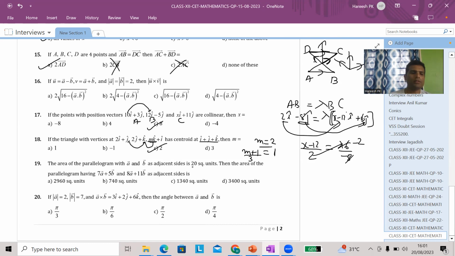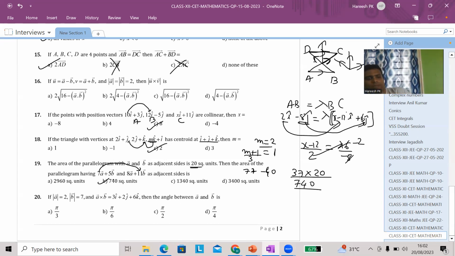It's again a straightforward one. So this one, again similar to what we previously did. So here 7 elevens are 77, right? 77 A cross B and for 40 B cross A, so minus 40 A cross B. So that will give us 37 A cross B, and the modulus of A cross B is 20. So you'll end up getting 740. Again, a very easy, direct one.